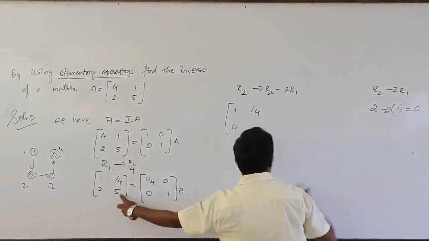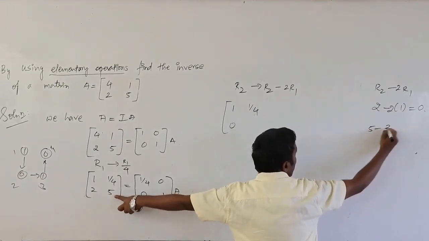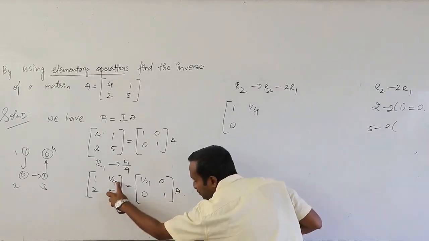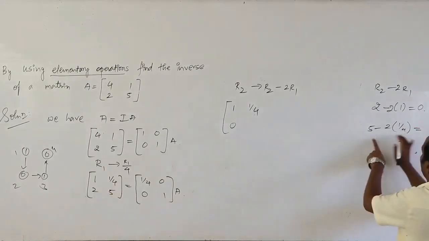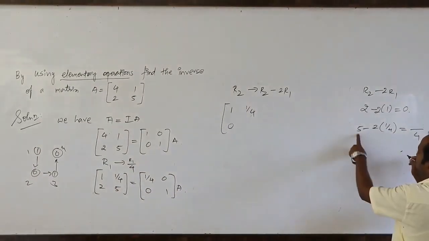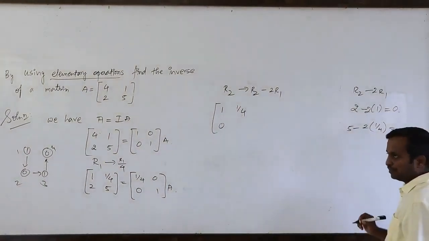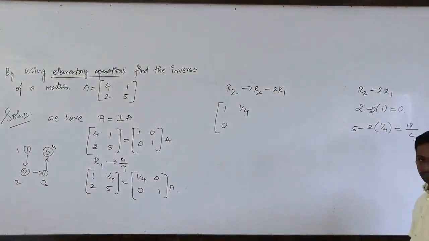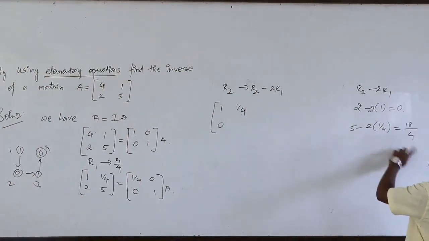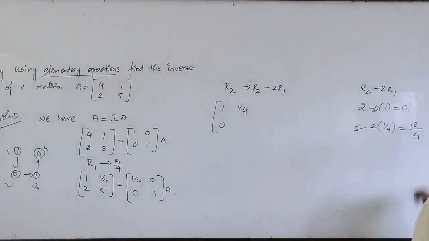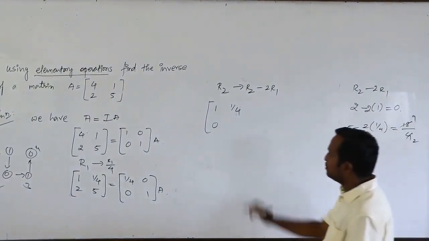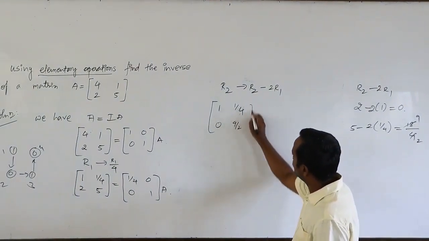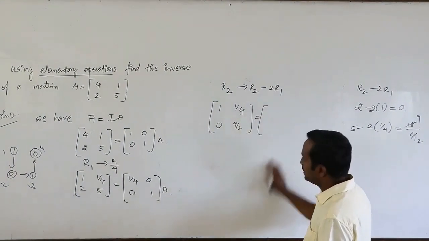Next, 5. R2 is 5 minus 2 R1. R1 above the 5 is 1 by 4. So it is simplified. LCM is 4. 5 4s are 20. 20 minus 2 is 18 by 4, which is 9 by 2. So this is 9 by 2.